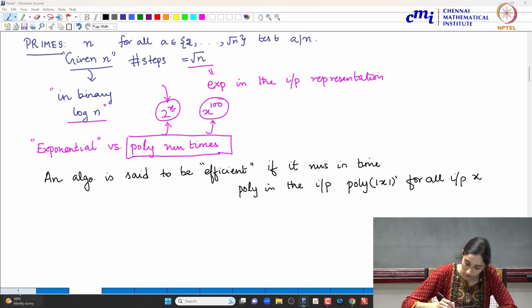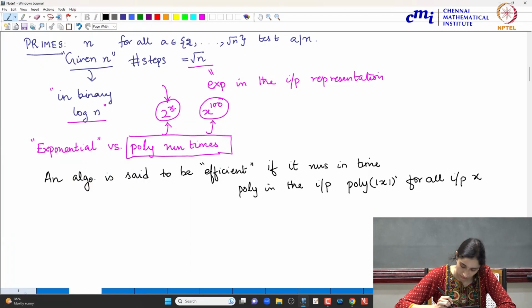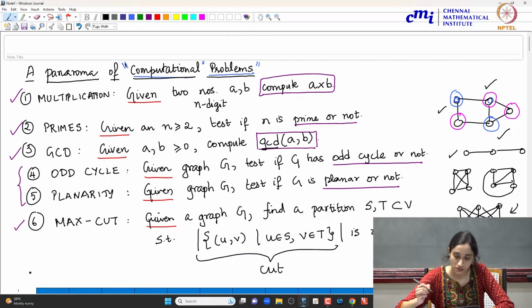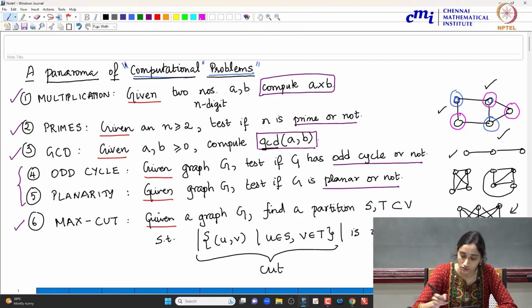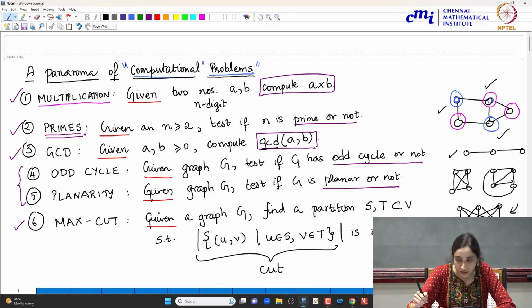So amongst the many problems here, some of them have efficient polynomial-time algorithms. For example, multiplication, which you would have done in school. At least for primes, it is not immediately clear if it has one. The algorithm that you all came up with runs in time root n.